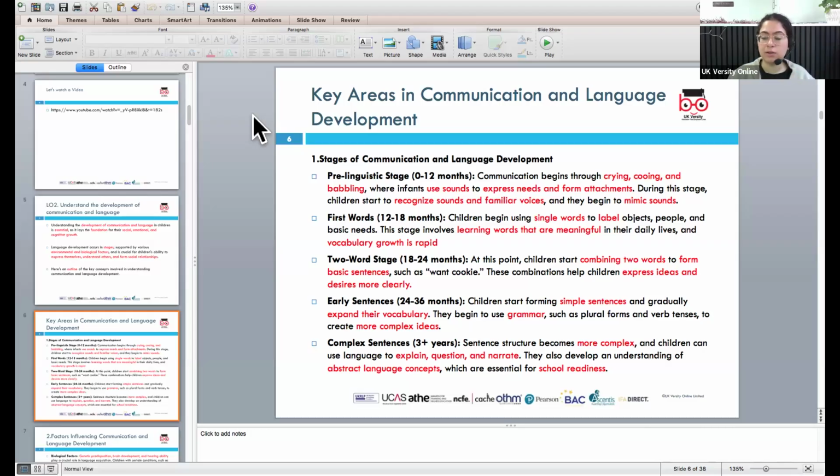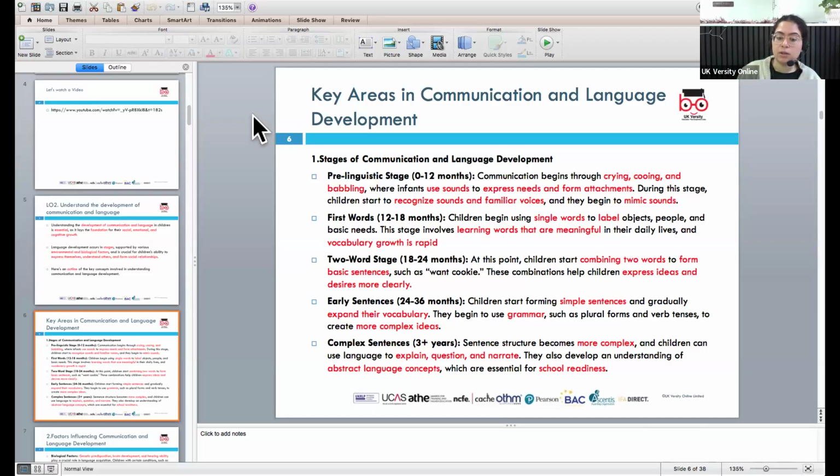So it goes in an order. First, you'll see they're crying, they're babbling, they're just making sounds. Then they start with one word, then they start with two words, and then they start forming simple sentences, where grammar kicks in. And after 3+ years, they start forming complex sentences.